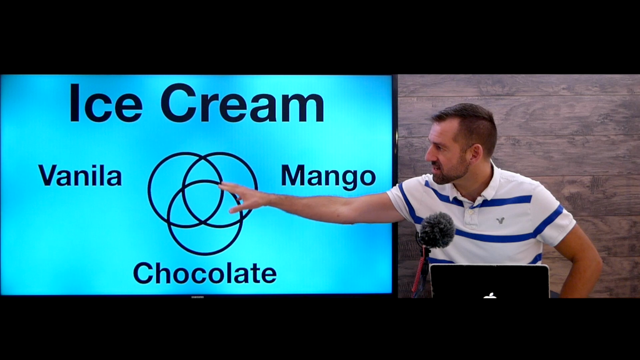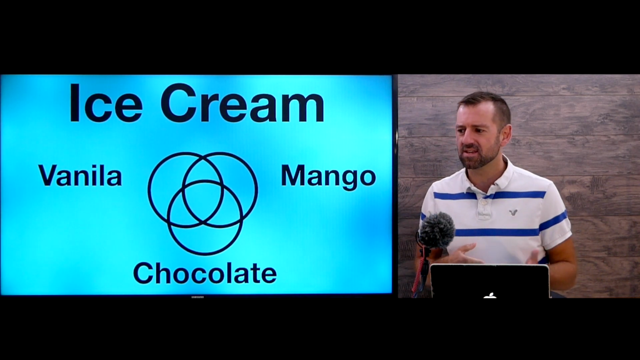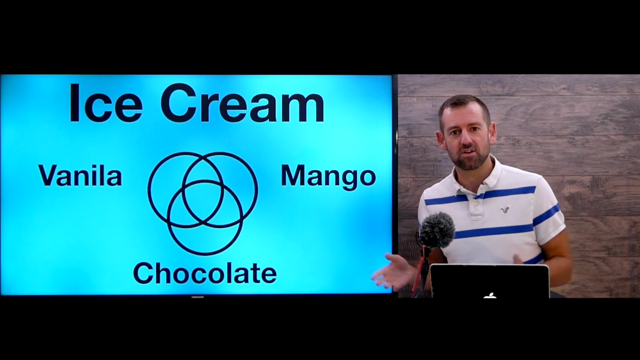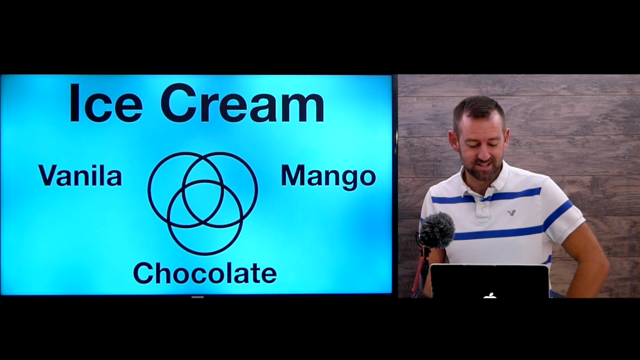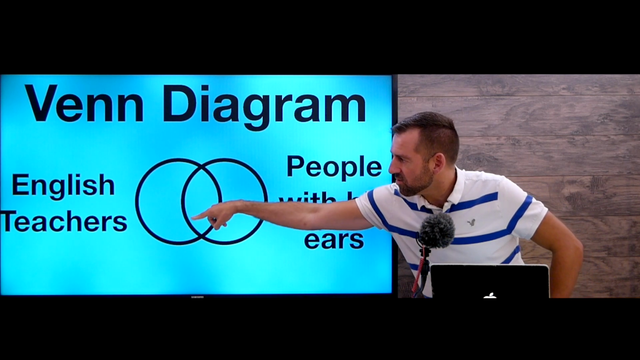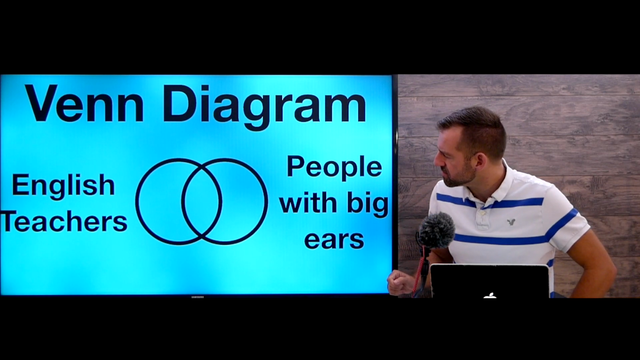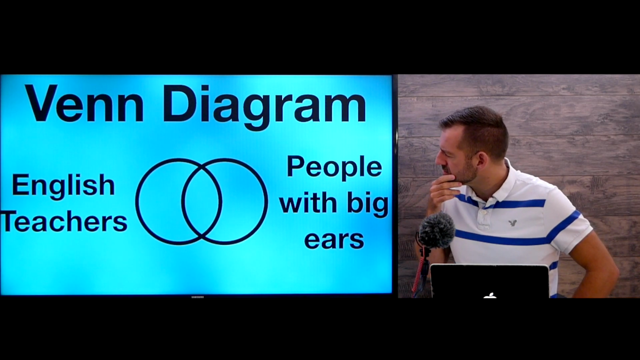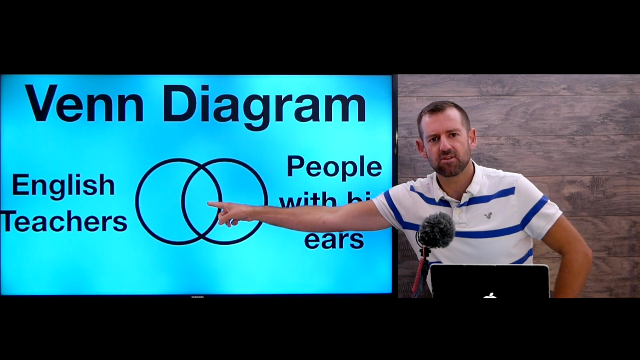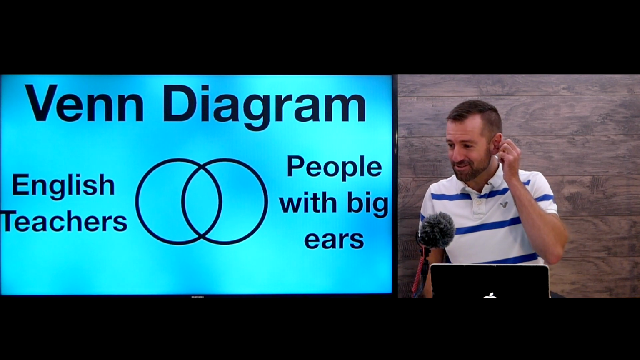That's called a Venn diagram, and it's very commonly used to represent different things in science or sociology, all kinds of different fields. Okay, so here's another Venn diagram, right? There we have English teachers, and here we have people with big ears. I guess that's me right there, right in the middle. I'm probably the only English teacher with big ears.